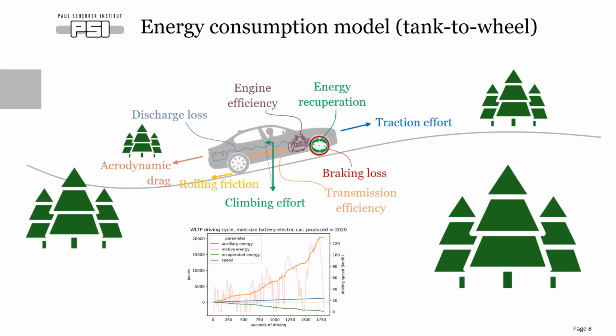Once that we have properly dimensioned the vehicles, we will calculate their tank-to-wheel energy consumption. To do so, our model will first calculate the total resistance the vehicle experiences along a given driving cycle. This total resistance is the sum of the traction effort, the braking loss, the rolling friction, as well as the aerodynamic drag. This will determine the energy to provide at the wheel. We will then back calculate the energy to provide at the tank or the battery. To do so, we will consider the engine efficiency as well as the efficiency of the transmission line, and in the case of a battery electric car, the battery discharge loss.